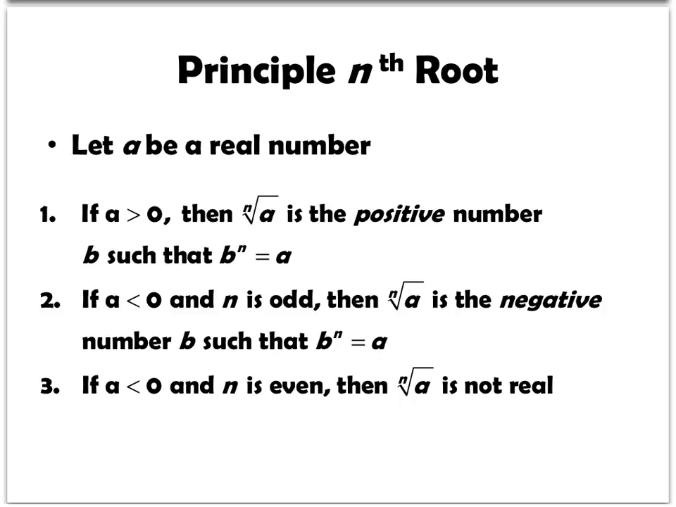And so let's define what we mean by that. If a is greater than 0, then the nth root of a is the positive number b, such that b to the n equals a. Notice we're only restricting ourselves there to positive numbers. We're not allowing this nth root to be negative. Now if a is less than 0 and n is odd, then the nth root of a is the negative number b, such that b to the n equals a. And a third case: if a is less than 0 and n is even, then the nth root of a is not a real number at all.